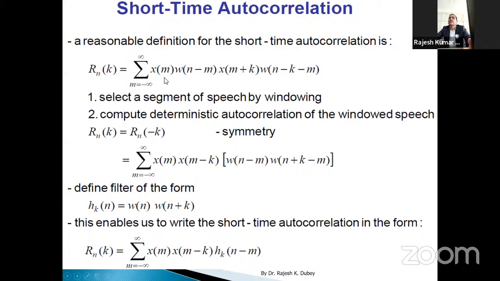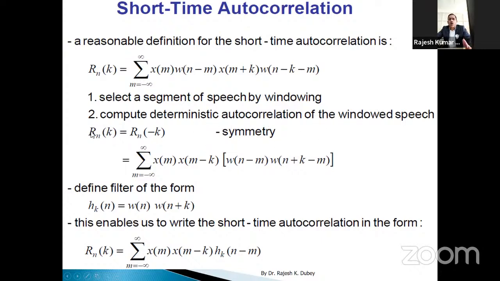We need short time, so we multiply by a window. The signal and its shifted version give the autocorrelation of the signal, but here the signal is multiplied with a window. Then the signal is shifted, and the window is shifted. This gives what we call the short time autocorrelation. Short time autocorrelation and short time energy calculation are used in speech processing. The reason is that we are using short time frames, doing frame by frame calculation. Select a segment of speech by windowing, and compute the deterministic autocorrelation of the window.